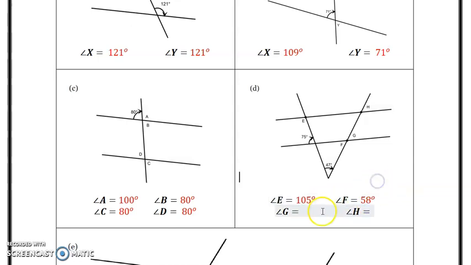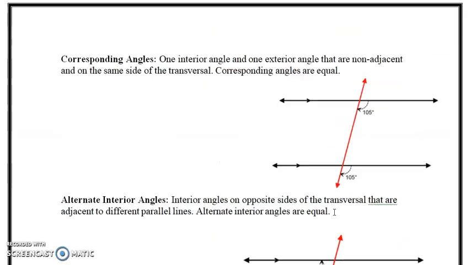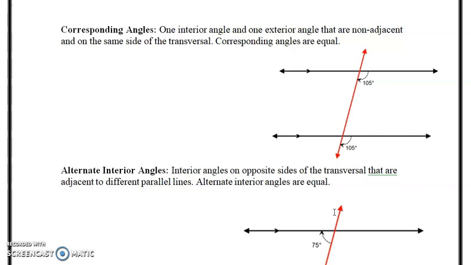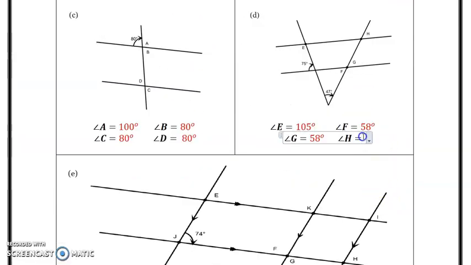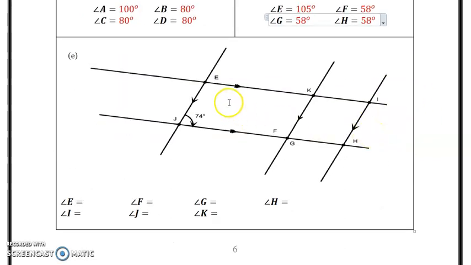Angle G and F are transverse angles, so F and G are equal. So G is also 58 degrees. And the last one we need to determine is angle H. Angle H, if you flip back up, and F are corresponding angles. One interior, one exterior angle. They're also equal, so that would give us 58 degrees also. So that's D.